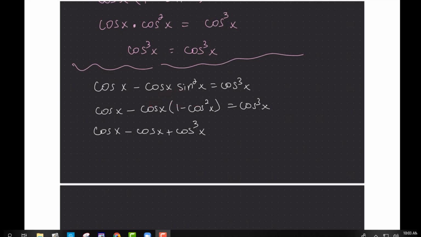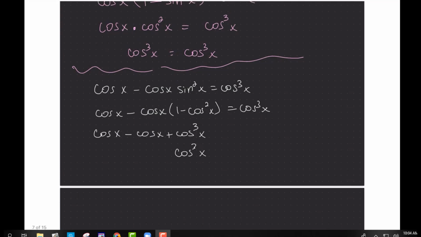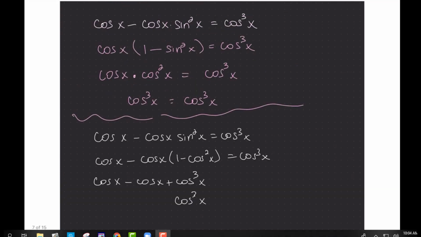And then now I could simplify that. Right? Cosine x minus cosine x, nothing. Plus cosine to the third of x. Right? So I don't want to tell you how to do your problems. I want you to figure those out, right?